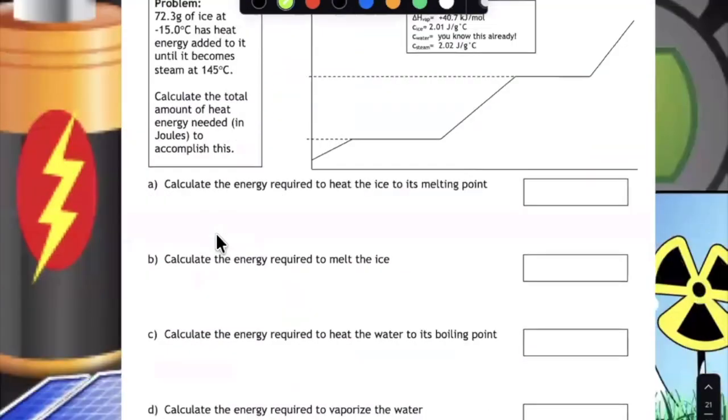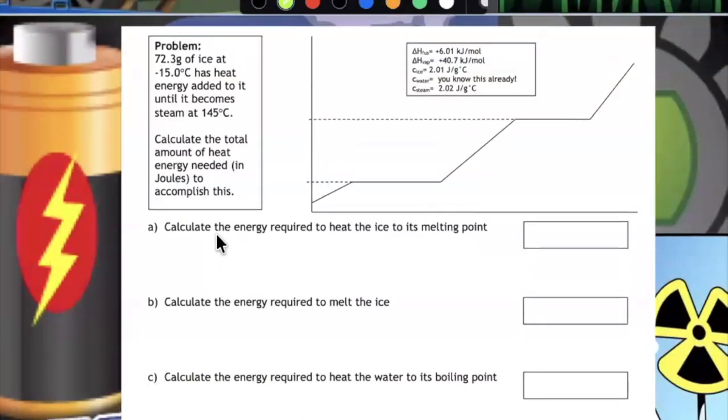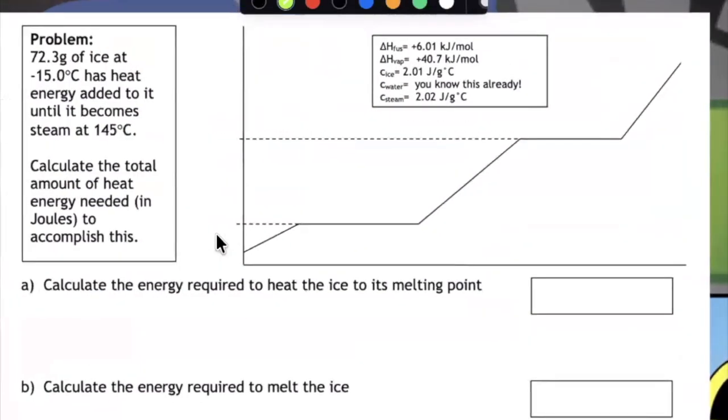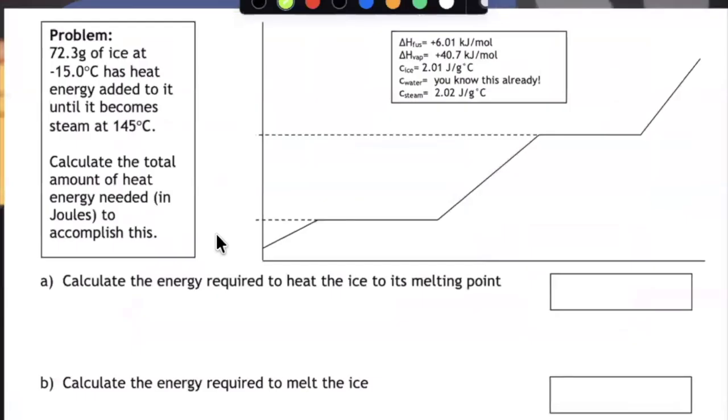Okay, last but not least, let's go over this one right here. Now, you may or may not have to go all the way from a negative number to above 100 degrees, but let's just go through all of them so you know how to do it for sure. Okay, in this case, I want to go from negative 15 degrees Celsius to positive 145. So sub-zero ice to steam.